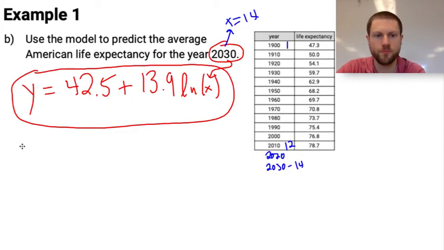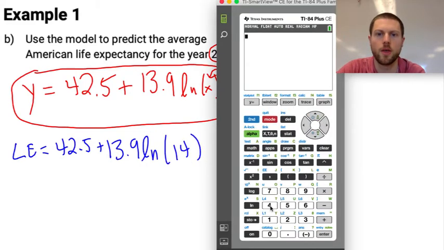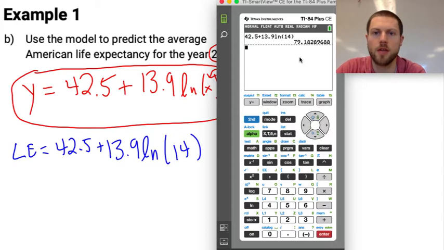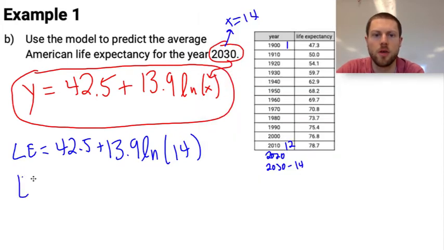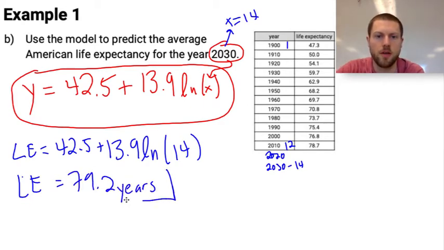So why don't we use the same equation here, and we're going to plug in for the life expectancy. That should equal 42.5 plus 13.9 times the natural log of 14. If we go over to our calculator, we can second quit out of the table, and type in 42.5 plus 13.9 times the natural log of 14, and there's our 79.18, so we'll take that out to 79.2 as our life expectancy, rounded to 3 significant figures. So 79.2 years, let's throw some units on there. And that's it for that one.